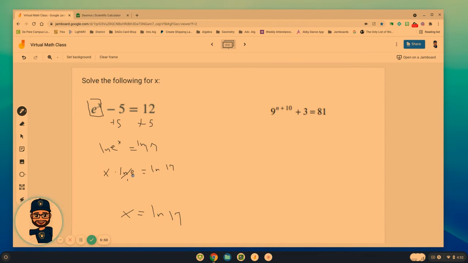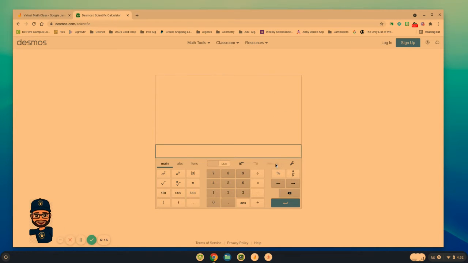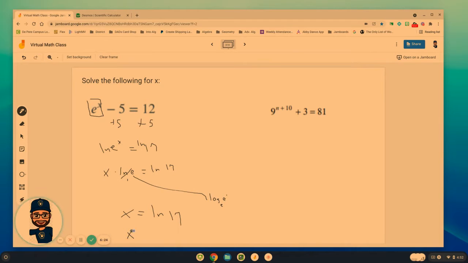Why does that become 1? Well, look over here really quickly. Log base e of e. e means whatever exponent this is what it equals. Natural log and e are inverses of each other. They basically cancel each other out like division does. So all we're solving is x equals the natural log of 17. So type in ln for natural log, type in 17, and we get 2.833. x equals 2.833.